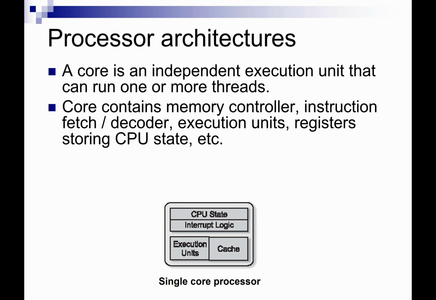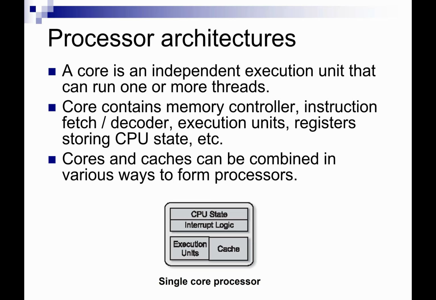The simplest processor architecture is just a single core processor. So what is a core? Well, a core is an independent execution unit, and it can run one or more threads. The core needs to have a memory controller. It needs to be able to fetch and decode instructions, and it needs to execute the instructions. It needs registers, which is the CPU state over here, to store the partial executions. And the core has some cache to improve performance. So the most basic architecture is just a single core in your processor.